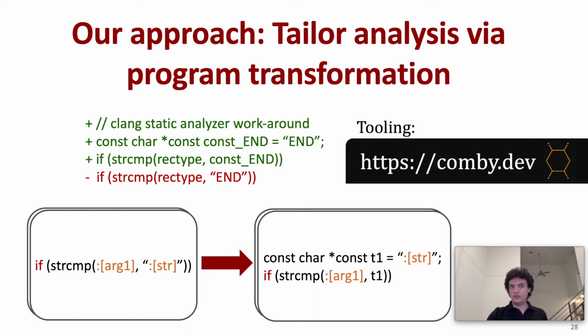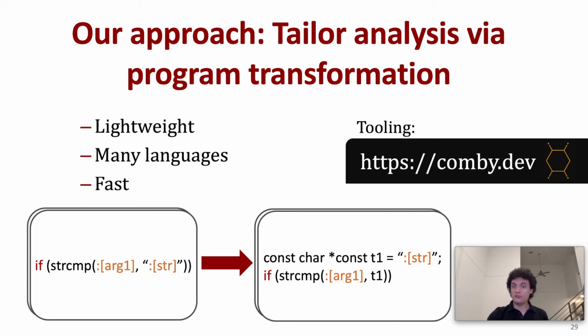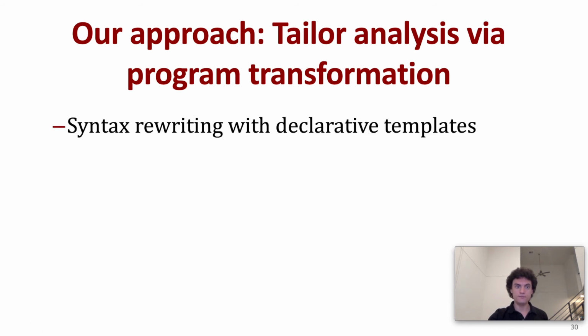Now, the tooling associated with our approach is a tool called Combi, and you can find more information about Combi online. The general takeaway is that it is a lightweight way to declaratively specify a program transformation that supports many languages. It's very fast, so it works on large programs, and it's more expressive than regular expressions. So it's actually developed to help use cases where we want to change code and not just text.